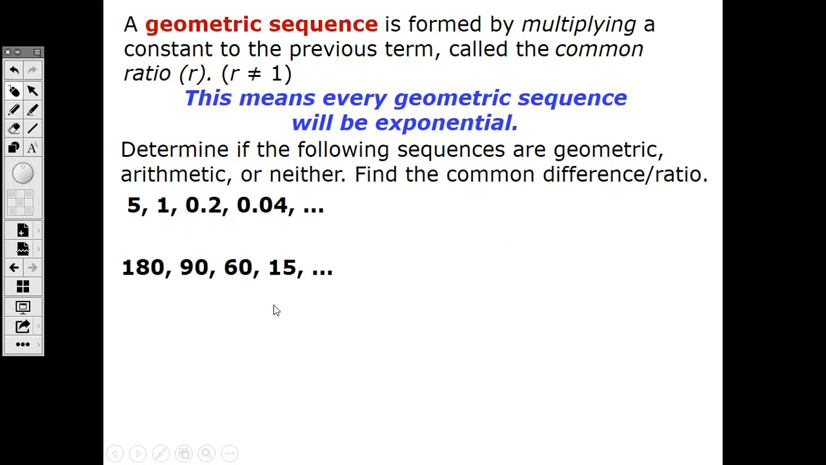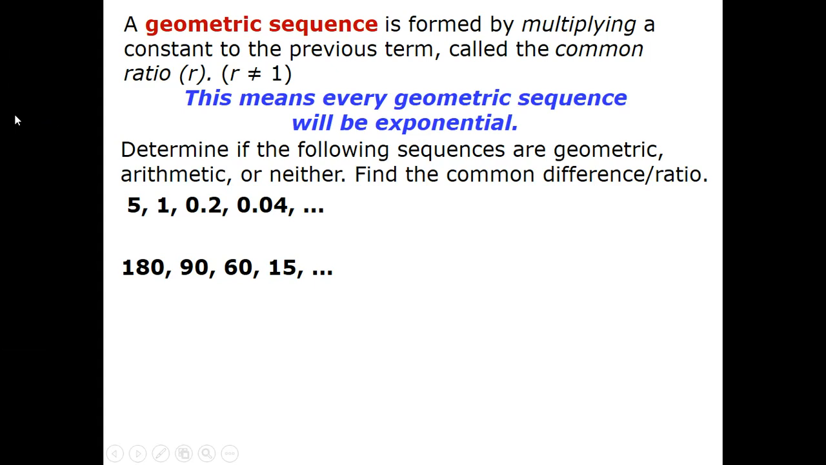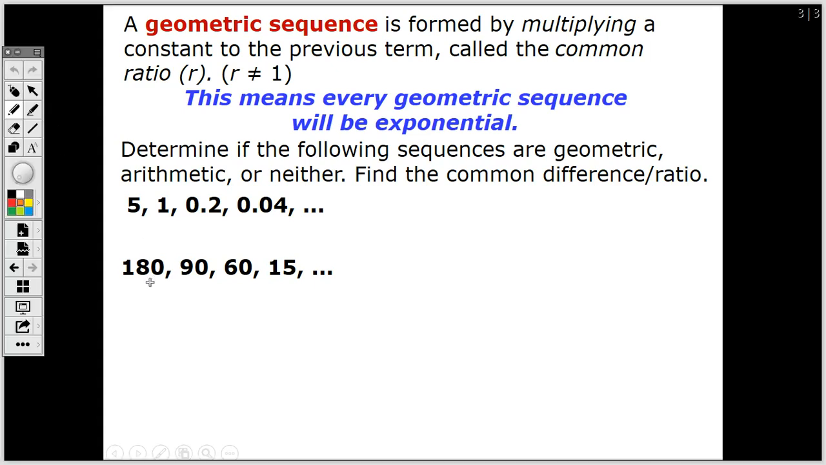All right, so the next one, we have 180, 90, 60, 15. If I look here, I'm dividing by 2 or multiplying by a half, or I can try to think of the common ratio here, right? So if I tried 90 divided by 180, I get 1/2. And if I do 60 divided by 90, I get 2/3. And those are not the same. So this is neither.